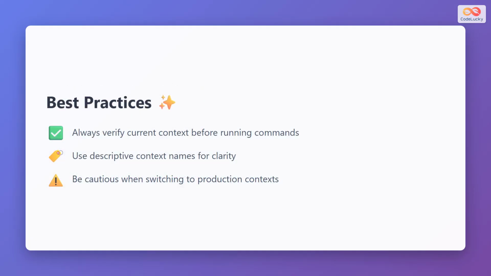Here are some important best practices when working with contexts. First, always verify which context is currently active before running any commands, especially destructive ones. This prevents accidentally making changes to the wrong cluster. Second, use descriptive and meaningful names for your contexts so you can easily identify which environment they represent. And third, exercise extra caution when switching to production contexts. It's a good habit to double-check that you're in the correct context before performing any operations on production systems. Following these practices will help you avoid costly mistakes when managing multiple clusters.